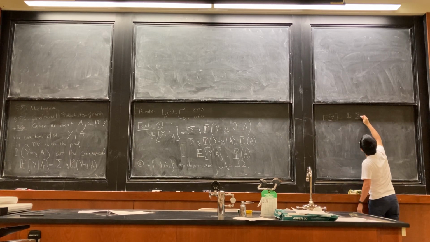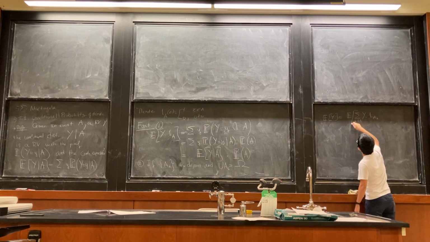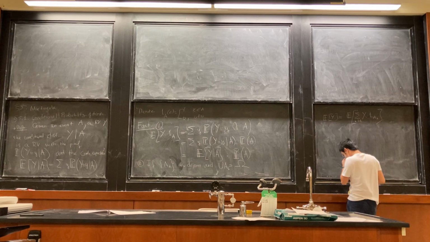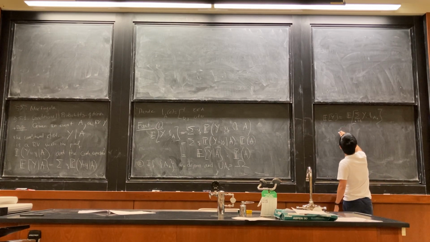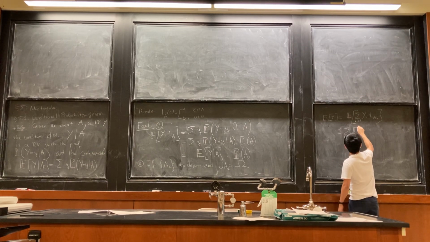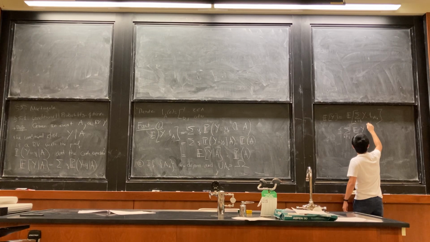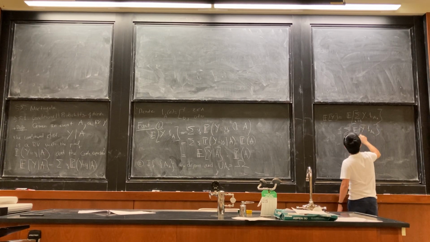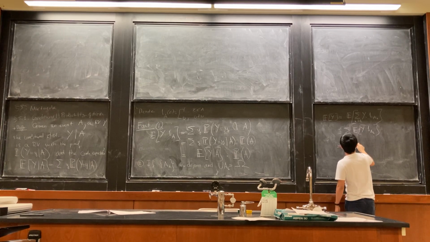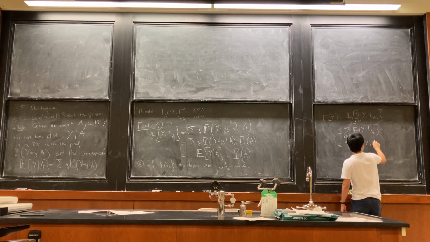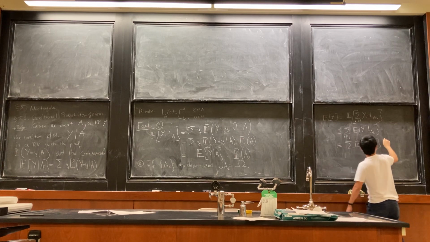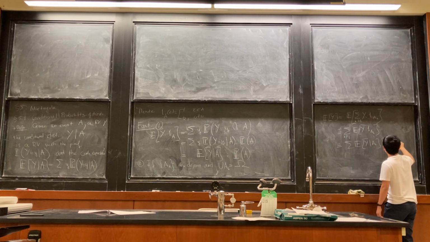Summation over k of the expected value of Y times 1_{A_k}, which is equal to the summation of the expected value of Y condition on A_k multiplied by the probability of A_k.